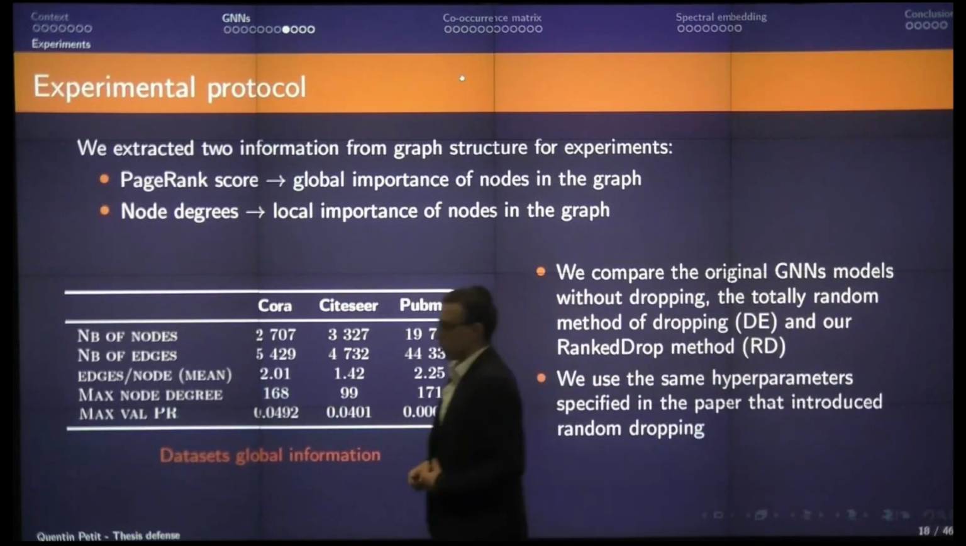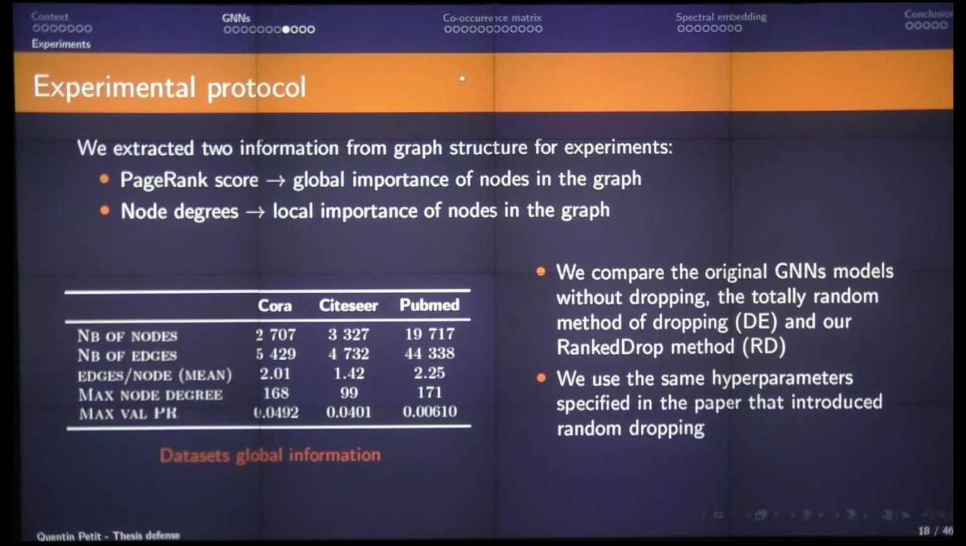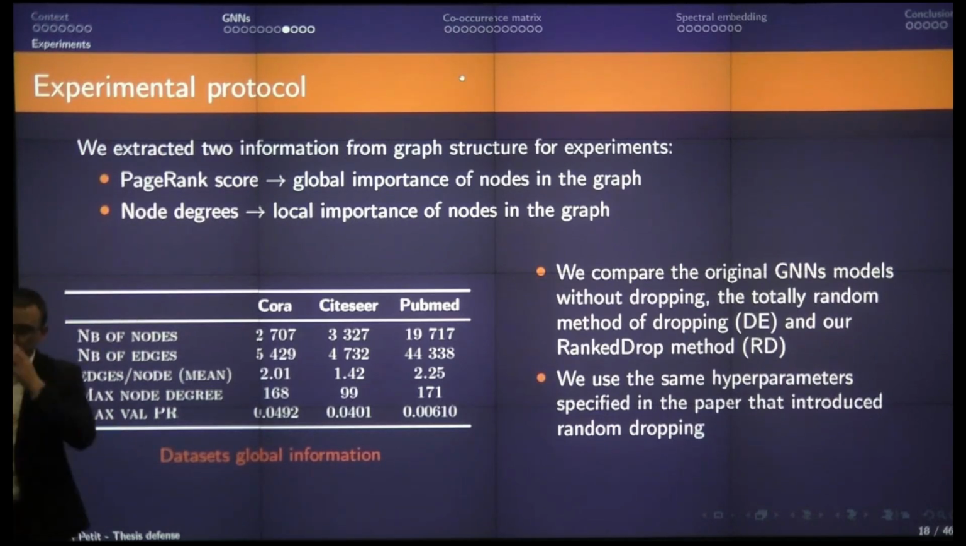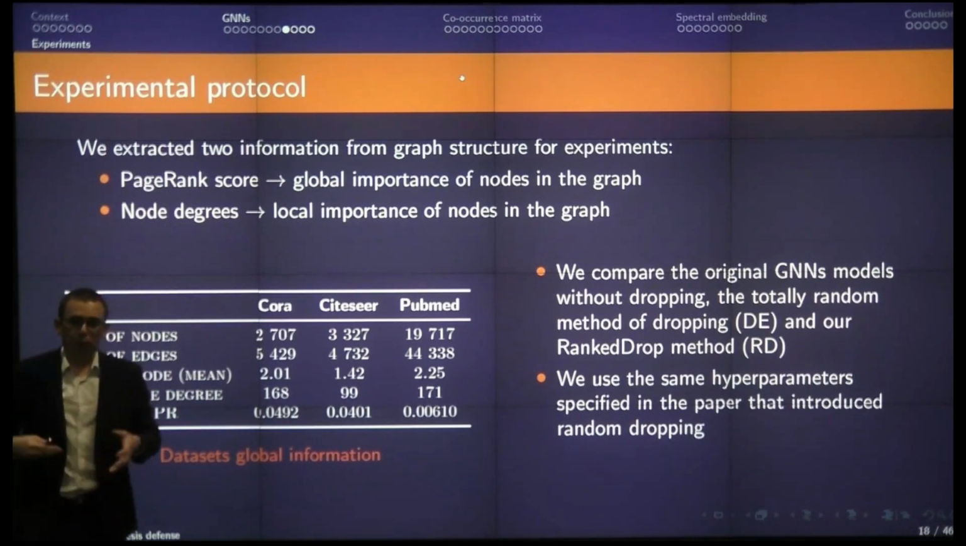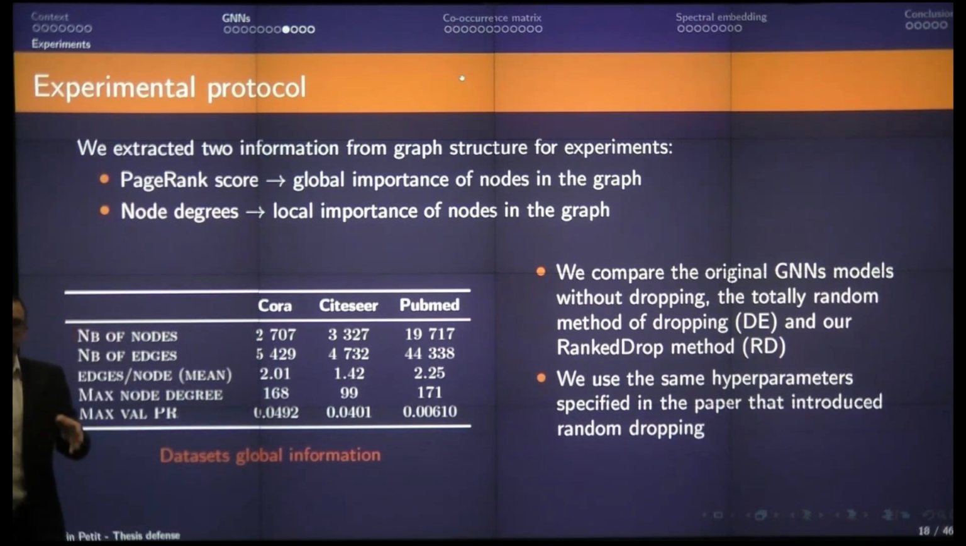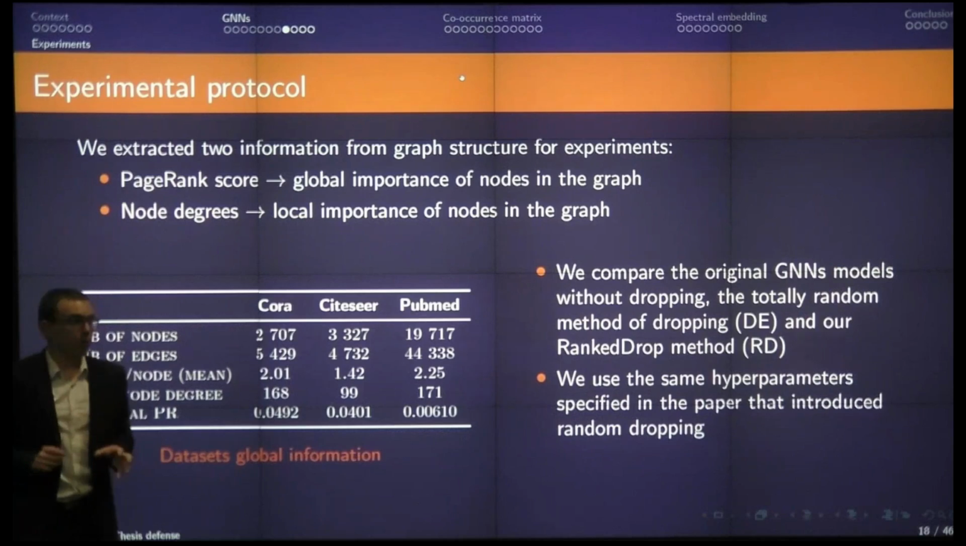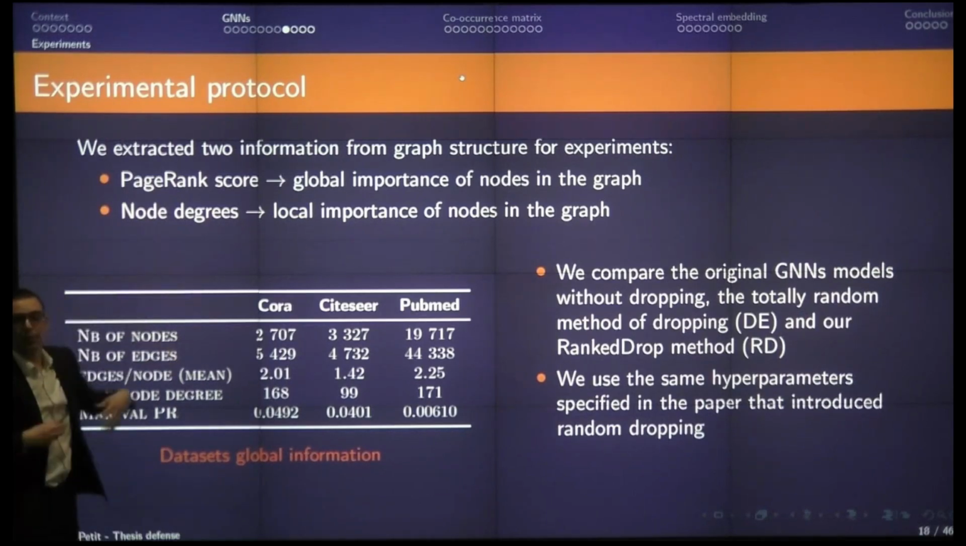So to be able to compare our method with the totally random dropping, we have this experimental protocol. The two pieces of information that we extract from the topological information of the graph are, first, the PageRank score. This score gives us an idea of the importance of each node in the global structure of the graph. And we also use the node degrees to represent the local importance of one node, because, as I said, the information is propagated between neighborhoods. So the more degrees a node has, the more local importance it has.